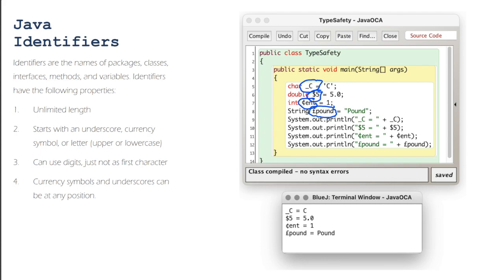So when we look at this, it says identifiers are the names of packages, classes, interfaces, methods, and variables. Those are all the things we can name in our program, and they have the following properties: there's unlimited length. They can start with an underscore, a currency symbol, or a letter, whether it's uppercase or lowercase. You can use digits, just not as the first character. And the currency symbols and underscores can be at any position.